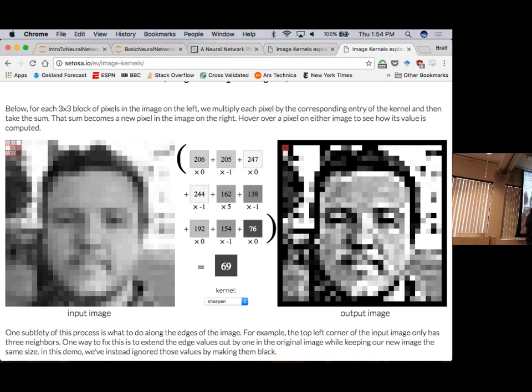So we have 206 times 0, 205 times -1, etc. We add all those up, which is why I'm calling it a dot product. It's an element-wise product that we then sum. And then the total value there becomes the output value in our filter activation space. So we can see here, this value is 69, which is relatively dark, and so that's going to be a relatively dark pixel over there. So that's really all there is to it as far as 2D convolutions.